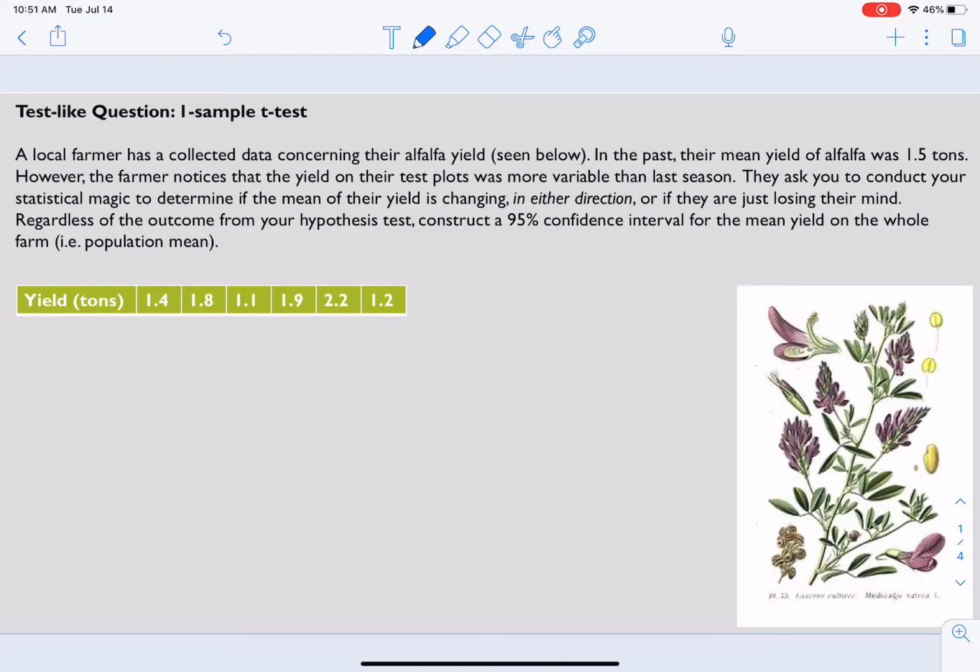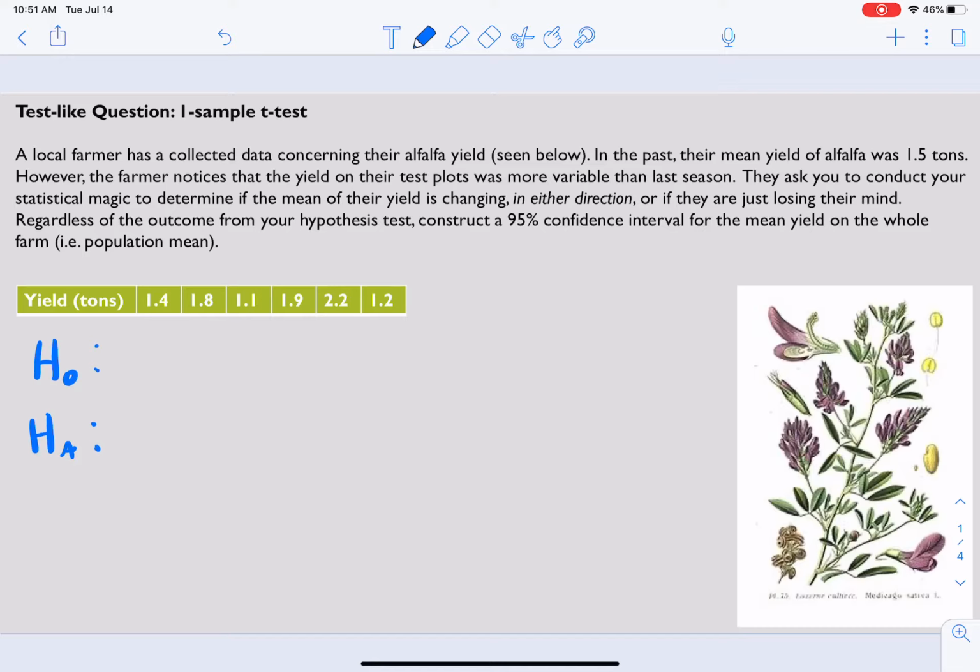Our research question is whether we have enough evidence to say that, based on our sample, the population mean is different than 1.5 tons. That's the research question. You can write that however you want. I'm not even going to write it, but what I am going to write is our null and alternative hypotheses, because this is where a lot of the magic happens.